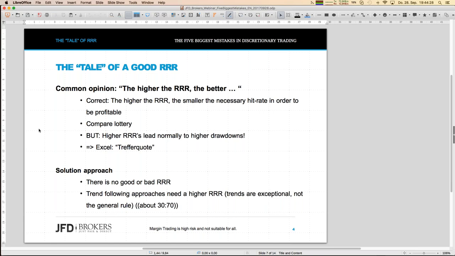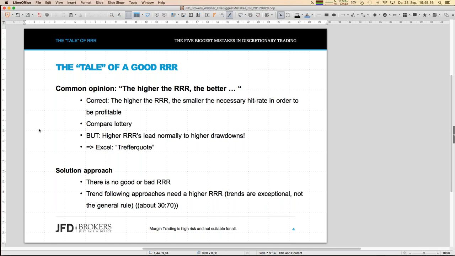The solution is simply, there is no good or bad risk-reward ratio. You just need your statistics on your trading account, and then you know what's going on. Just one remark on that: if you want a trend-following approach, then typically yes, you need risk-reward ratios in the range of about 3 or something like that, or you need higher risk-reward ratios. Reason?